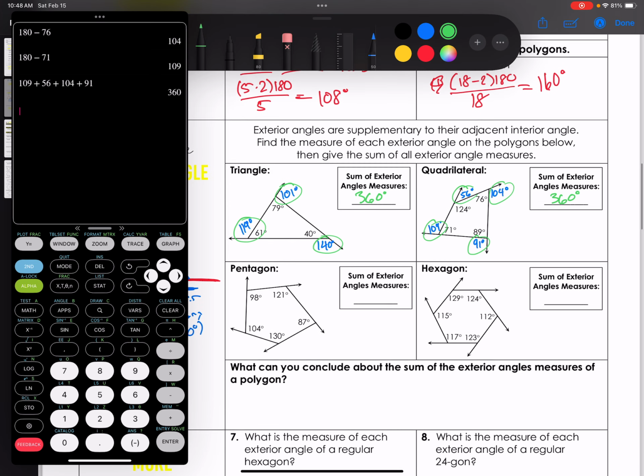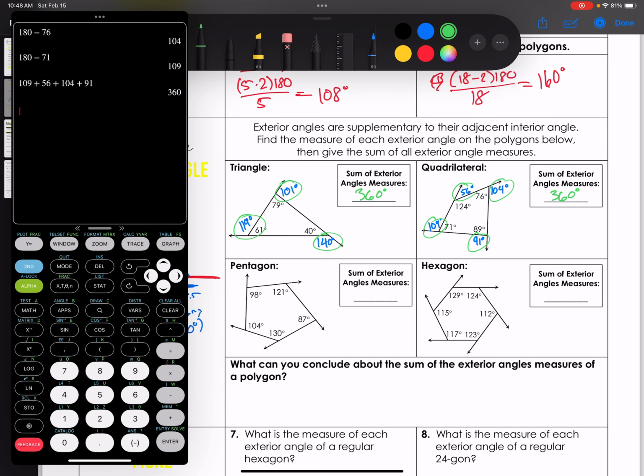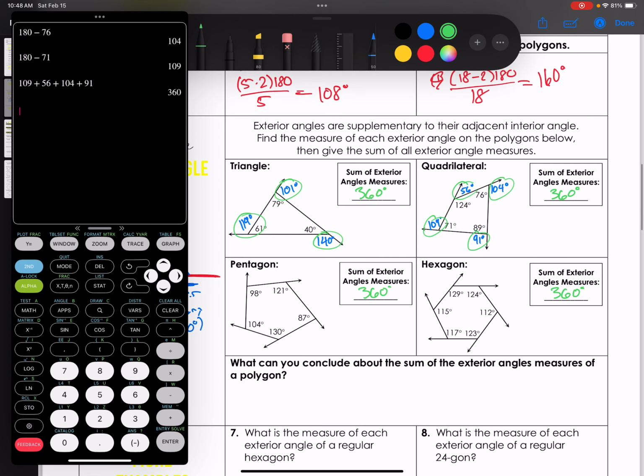All right, so the pentagon, if you did the work, also adds up to 360. The hexagon, if you did the work, also adds up to 360. So you might have guessed, okay, when we're talking the exterior angles, the polygons will always add up to 360 degrees, or the angles of the exterior angles of any polygon will add up to 360 no matter what.